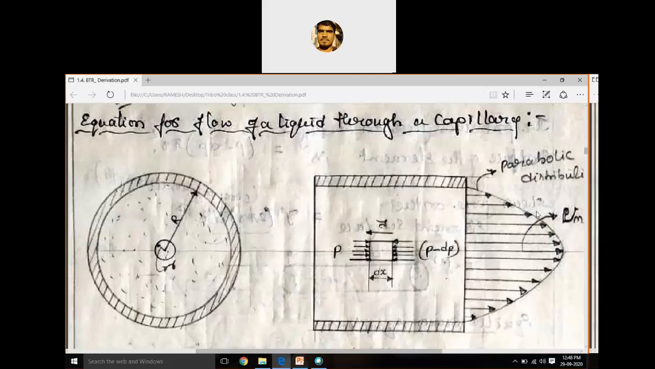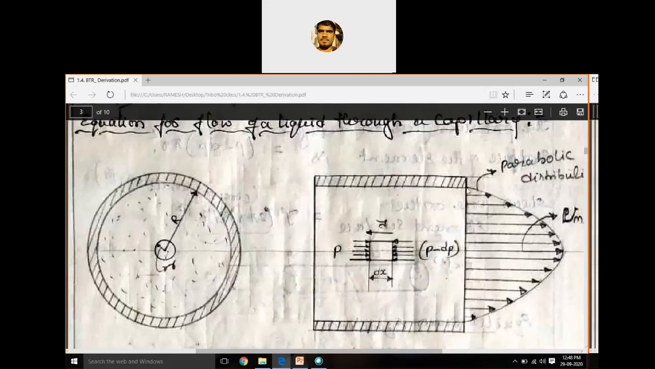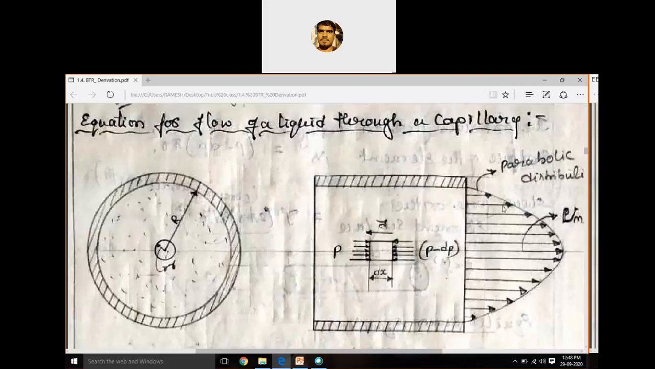This is how the parabolic distribution of velocity, how the velocity is distributed through the capillary tube. It is minimum at the top surface or bottom surface because it is stationary, and it is maximum at the center. The velocity is maximum at the center and minimum at the surfaces. Minimum to maximum it is varying, and this variation is parabolic variation.